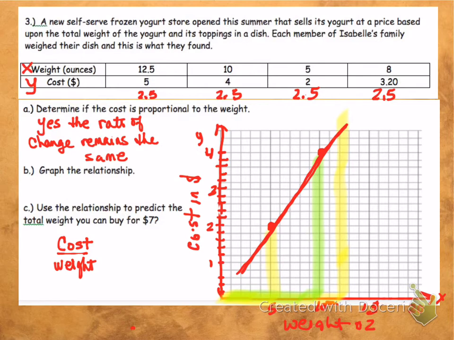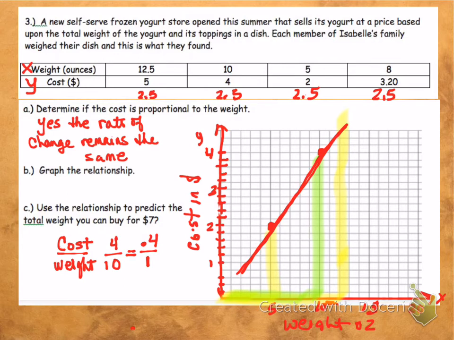When we're looking at that, we want to take one of the values that we've been given. For example, we have a cost of $4 going with a weight of 10 ounces. And so we would want to change that into a unit rate, per ounce cost there. And that would give us 0.4.